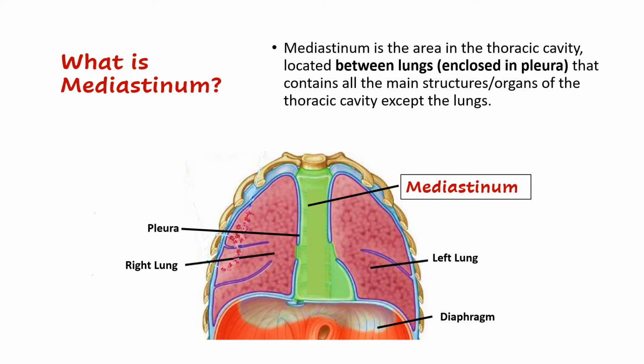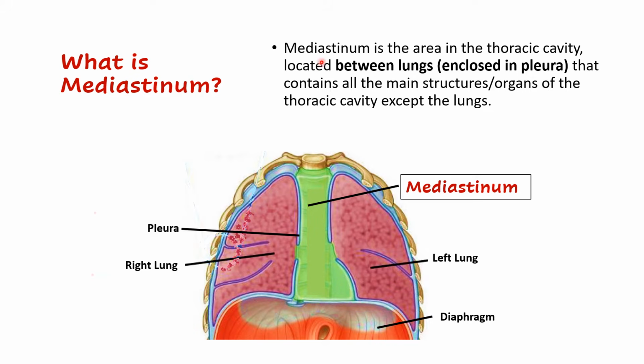What is mediastinum? Let us see that. Now this is a coronal section through the thoracic cavity. We can see here these are the lungs covered by the pleura, and this is the diaphragm below, and above will be the thoracic inlet, which will connect the thoracic cavity with the neck here. Now we can see between the two lungs a green area. This green area is known as mediastinum.